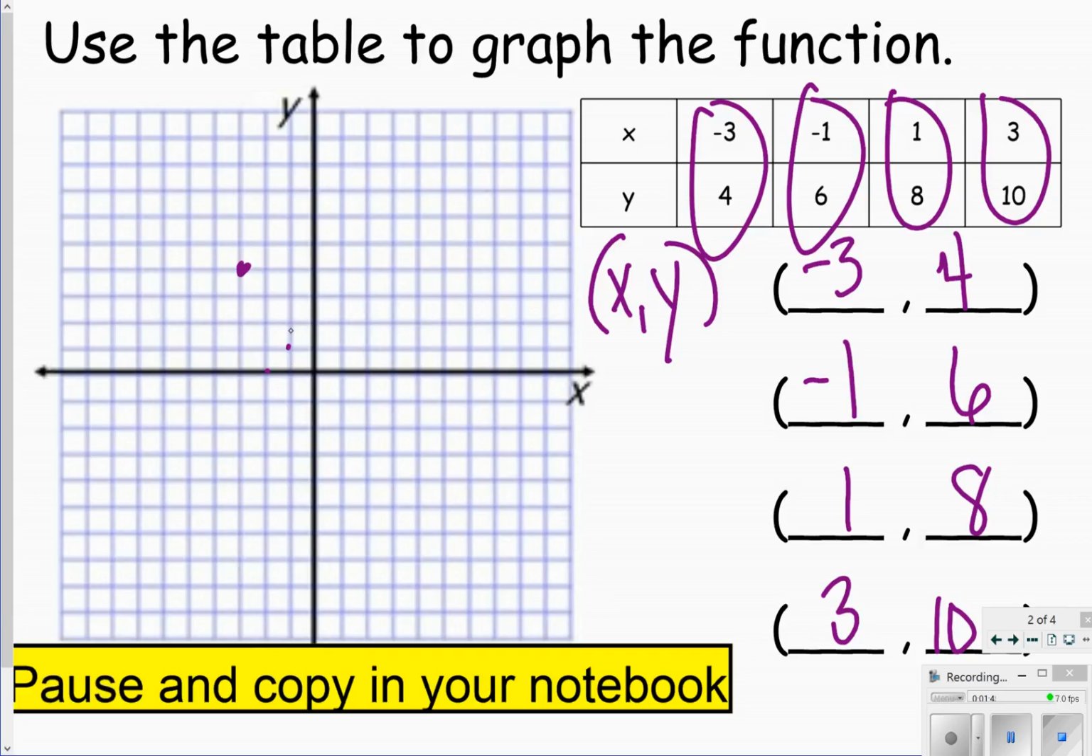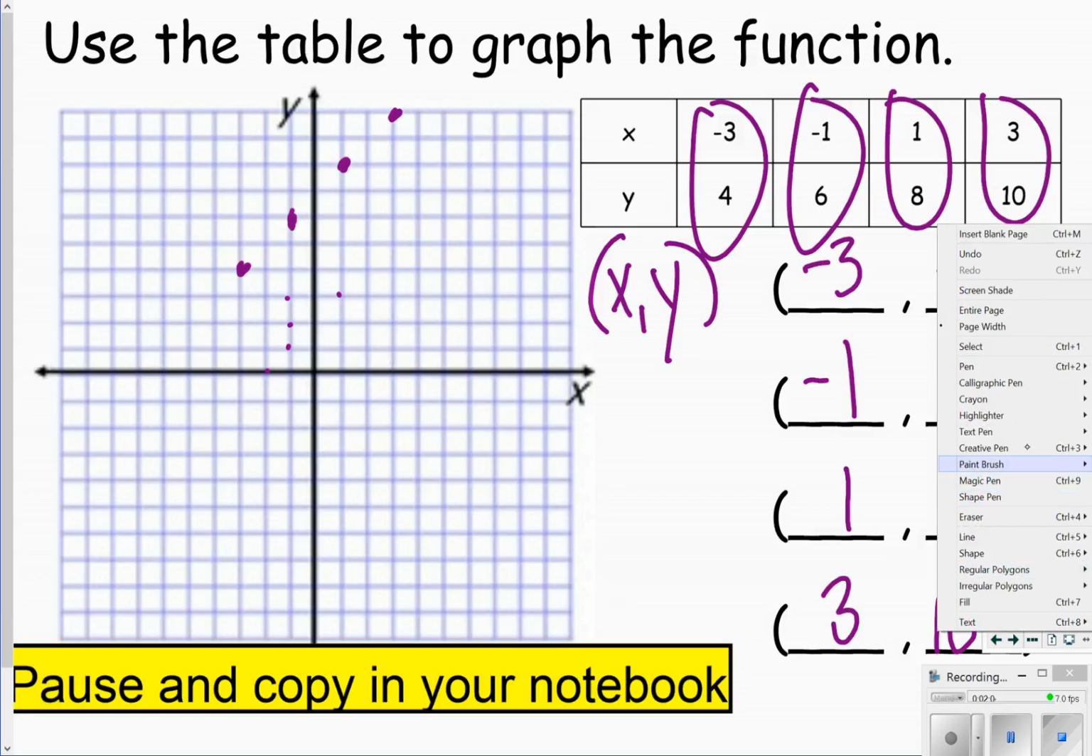-1, up 6, 1, 2, 3, and over 1 and up 8, 1, 2, 3, 4, 5, 6, 7, 8. And finally 3 and 10, 1, 2, 3, and 10. And then we'll go ahead and connect the points.